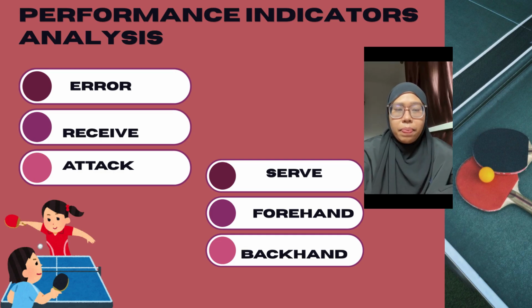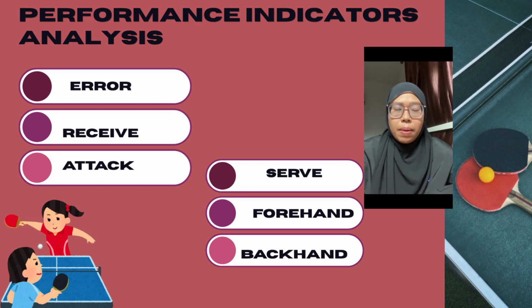Moving on to our performance indicator analysis, we have identified 6 key metrics that define a player's effectiveness on the table. These indicators allow us to break down gameplay into actionable data. Firstly, error. Error tracks unforced errors to help identify lapses in consistency during a match. Second is serve. Serve analyzes the quality and placement of the opening shot to determine how well a player initiates the rally. Third is receive.